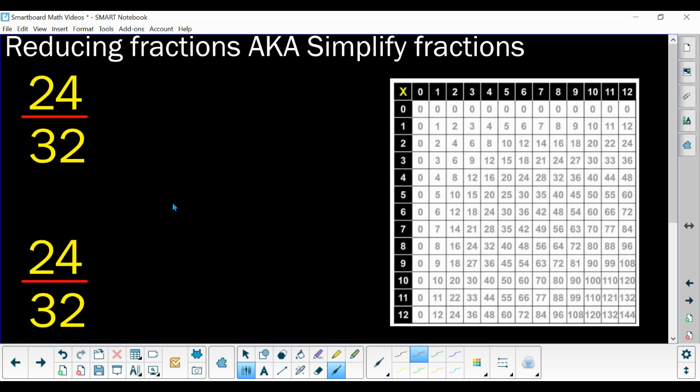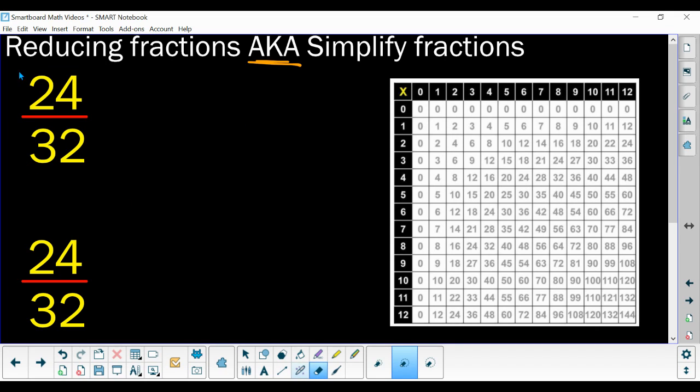Okay, so today's video is about reducing fractions, also known as simplifying fractions. Now, when we're simplifying fractions, don't make the mistake of thinking that the number or fraction is getting smaller, right? That just means it's not being cut up as much as it was before.